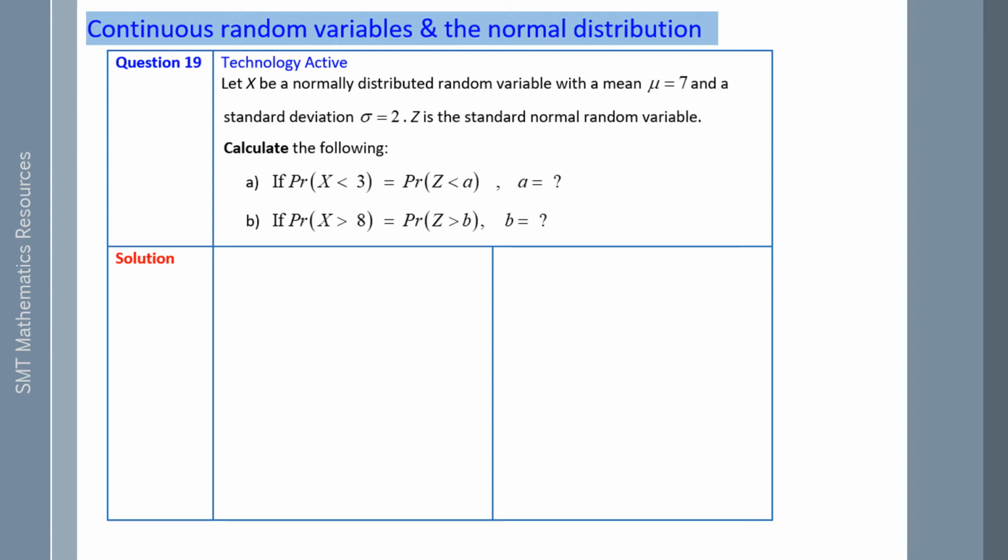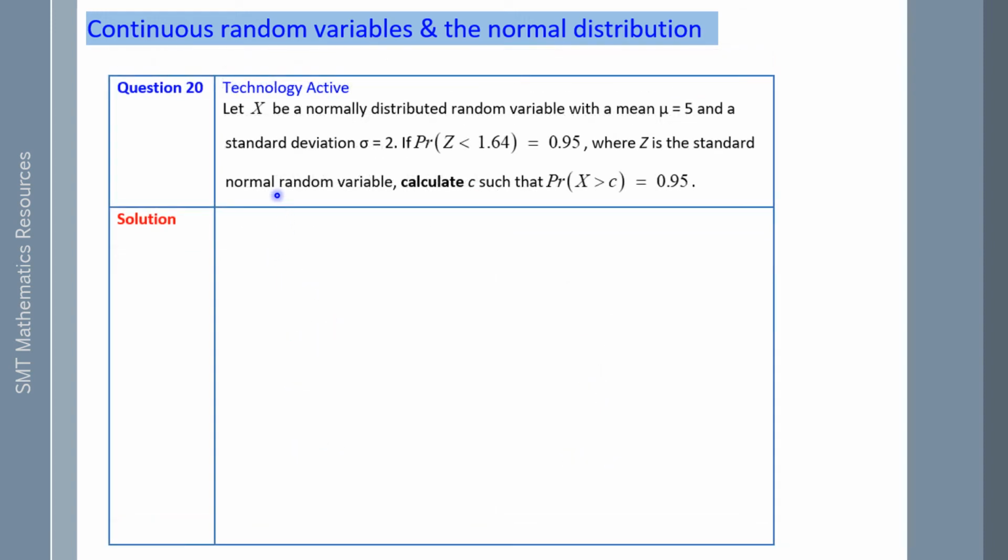19. Let X be a normally distributed random variable with a mean of mu equals 7 and a standard deviation of 2. Z is the standard normal random variable. Calculate the following. If probability of X is less than 3, it equals the probability of Z being less than what? This is actually quite a simple question. All they're asking you to do is work out the Z score. So for A, we'd have our Z score, X being 3, minus the mean, divided by the standard deviation. The Z score is negative 2. So A is negative 2. For B, 8 take 7 divided by 2 is a half. So B is a half.